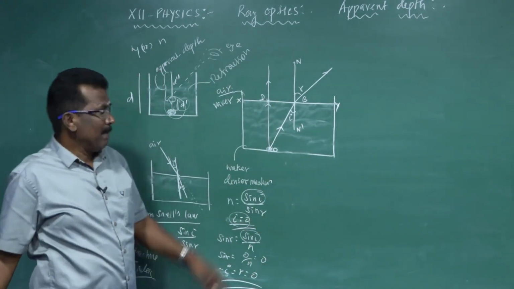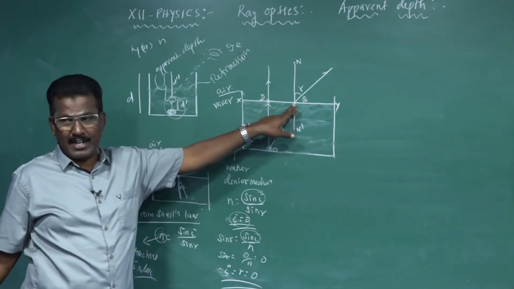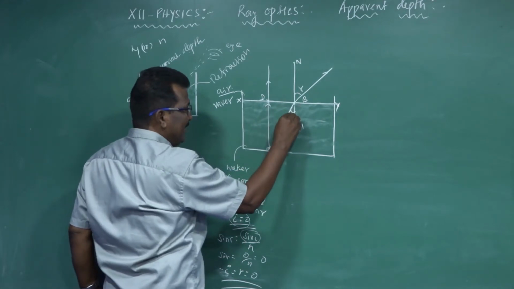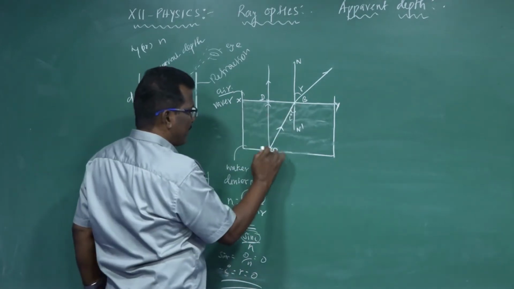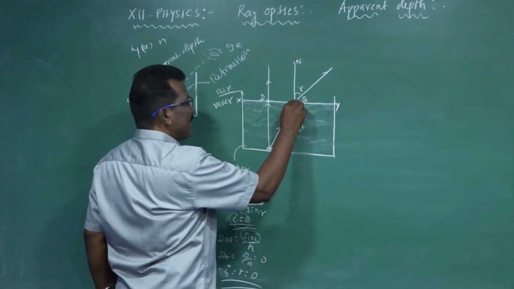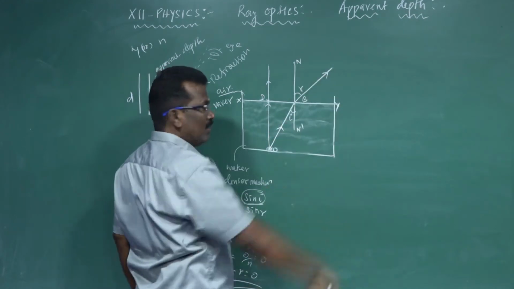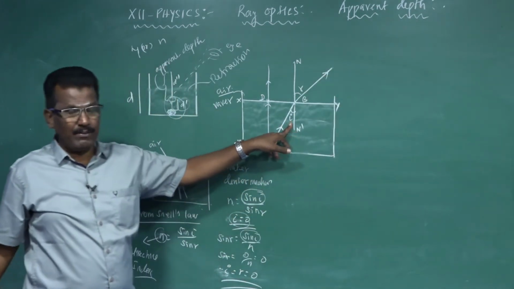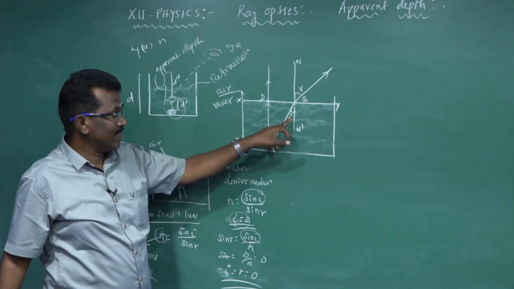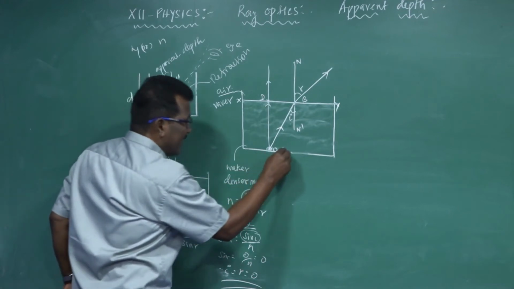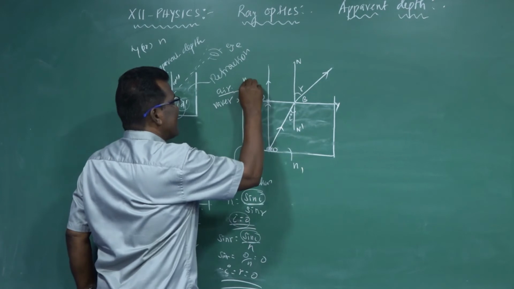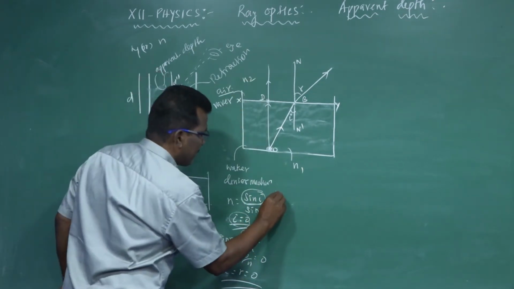But here, the angle of incidence is not equal to 0. The light is incident at a certain angle from the point. Incident at point B, it deviates. The angle of incidence is not equal to 0, so there is a certain angle. The refractive index of the liquid is N1. The refractive index of air is N2.